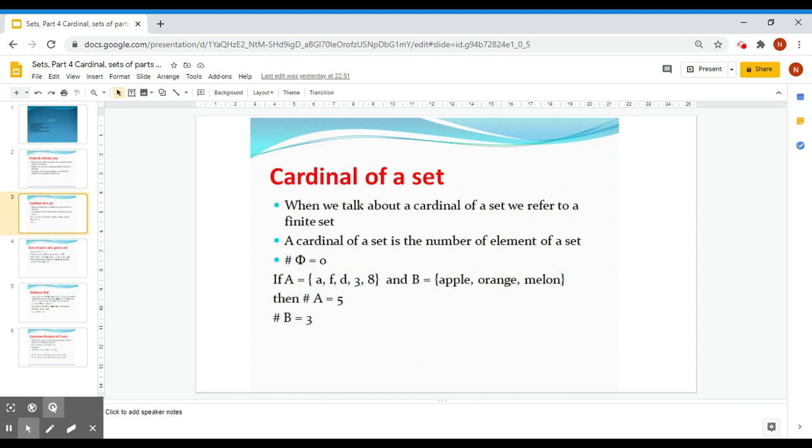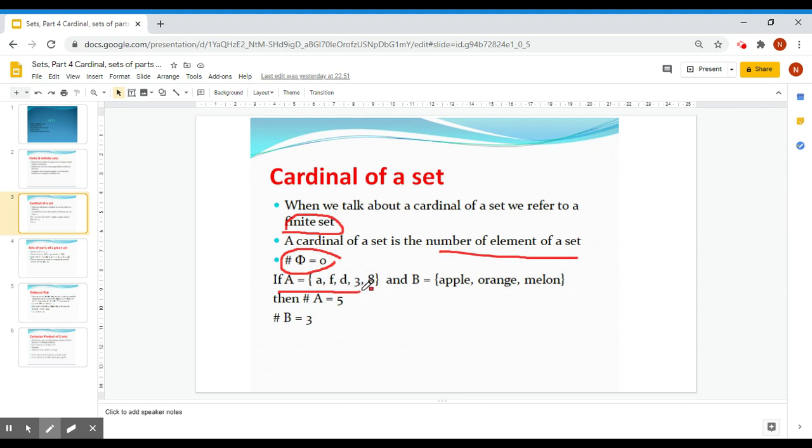Now, cardinal of a set. Cardinal of a set is the number of elements in a set. So when we talk about a cardinal of a set, we refer to a finite set. So the cardinal of a set is the number of elements of a set. Since an empty set has no elements, the cardinal of an empty set is 0.